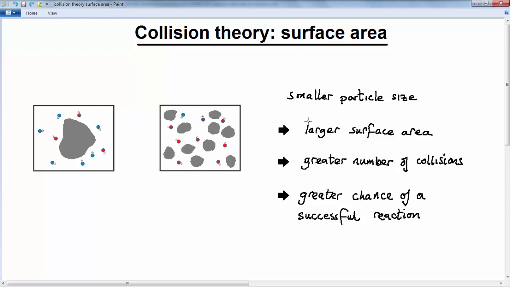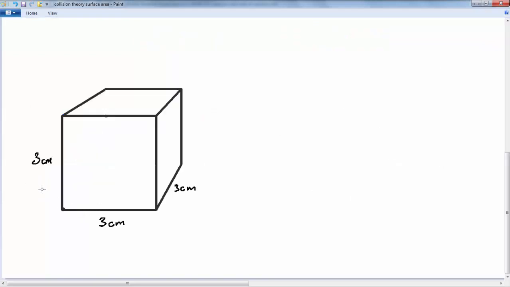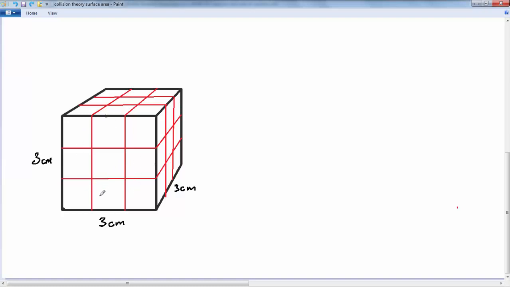Now, I'd like to convince you that reducing the grain size increases the overall surface area. So let's have a quick mathematical analysis. Imagine I've got a cubic grain, 3 centimeters by 3 centimeters by 3 centimeters, and I'm going to cut it into 3 equal sections along the 3 axes of the grain. So for example, we'll cut down this way. First, let's calculate the surface area of this cube. 3 times 3 is 9, and there are 6 faces, so 6 times 9 gives you 54 centimeters squared.